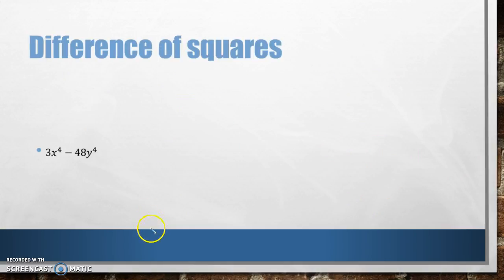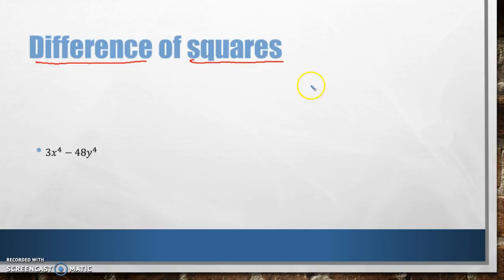And then the last thing we looked at was difference of squares. Okay, so remember, it's got to be subtraction. That's what difference means. And then squares is talking about the perfect squares. So the numbers would be like 25, 36, 49. And then for variables, it's whatever has an even exponent. That's how you know it's a perfect square for a variable.